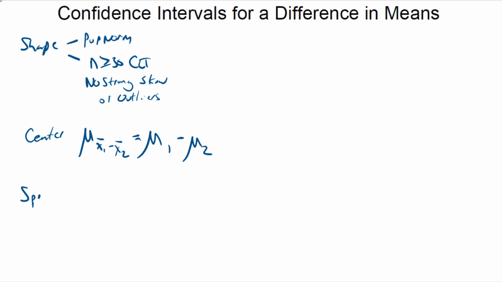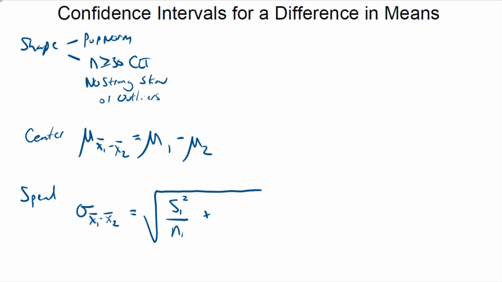And then for the spread, for your standard deviation, looking at your x1 bar minus your x2 bar, we're going to simply say that that is a square root, and then we need to add the standard deviations for both those samples underneath that square root. So we're going to take the standard deviation of the first population squared divided by the first sample size, plus the standard deviation of the second population squared divided by the second sample size. And that will give us our standard deviation for the difference in means.